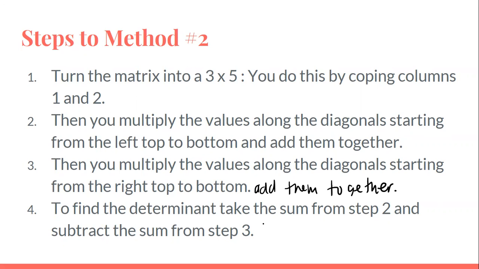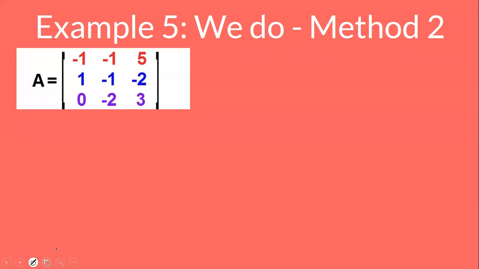Add them together. To find the determinant, you're going to take the sum from step 2 and subtract the sum from step 3, and that's your determinant. Okay, so let's put this into effect. So here's our example.